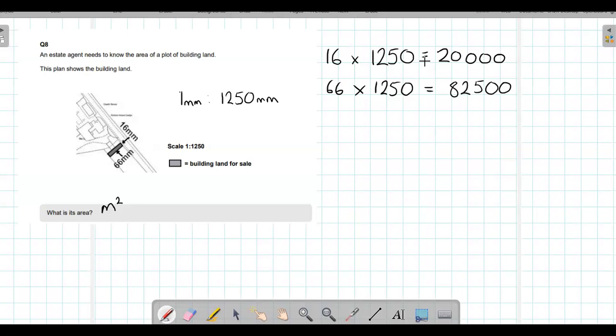These amounts are in millimetres, and we need to convert to metres. We also need to calculate the area of the rectangle. I'm not going to do this while I've got figures as big as this, because the answer's just getting a bit out of hand, isn't it?